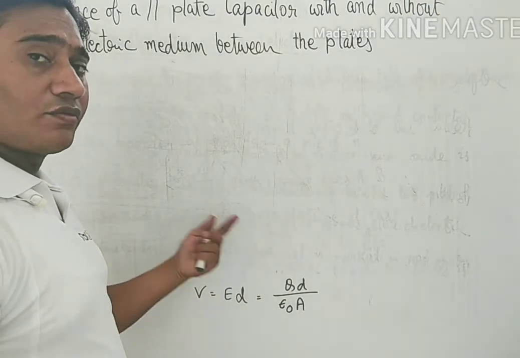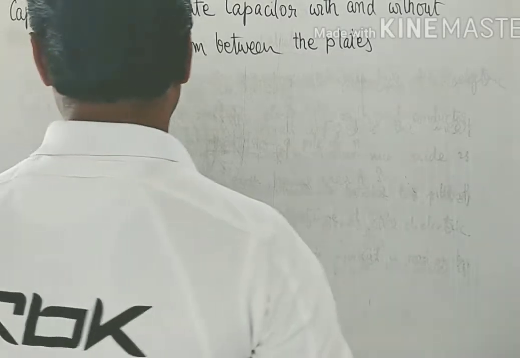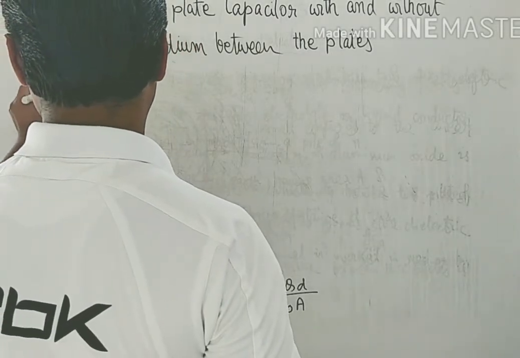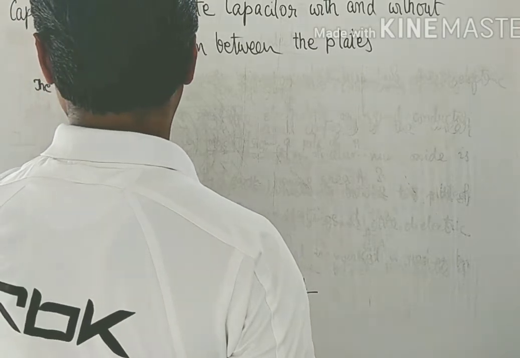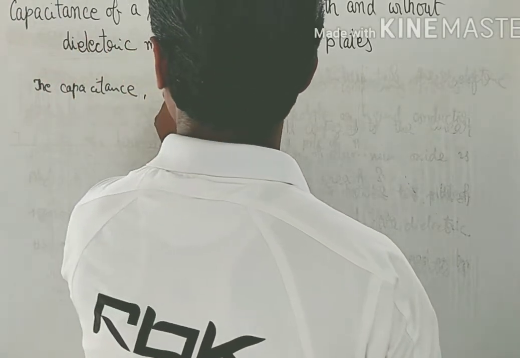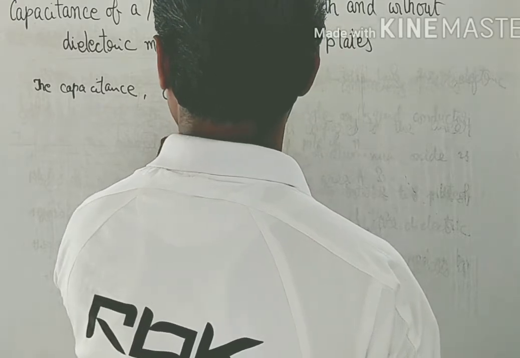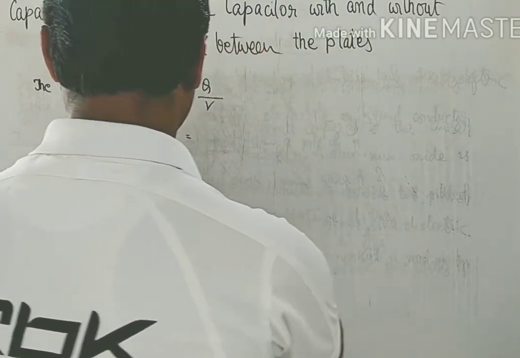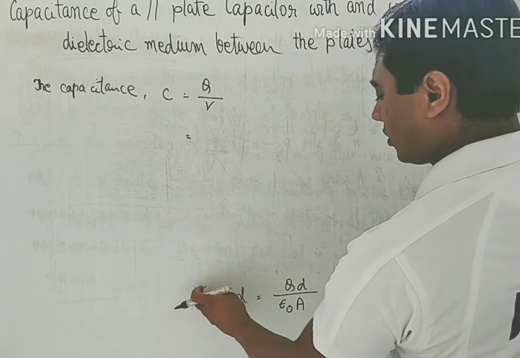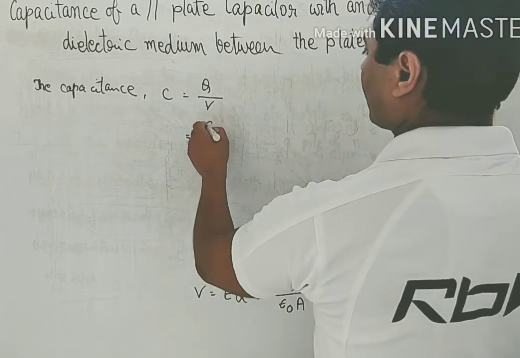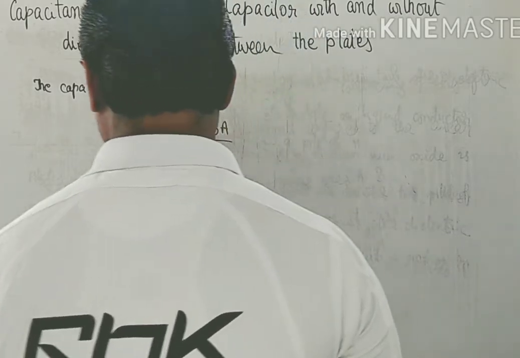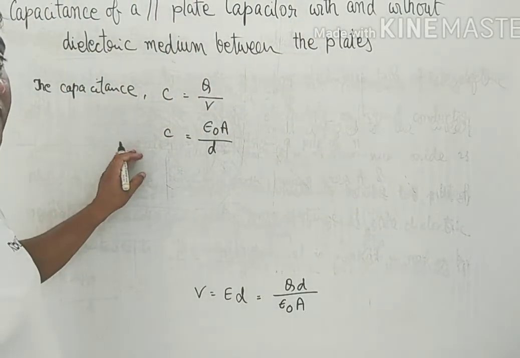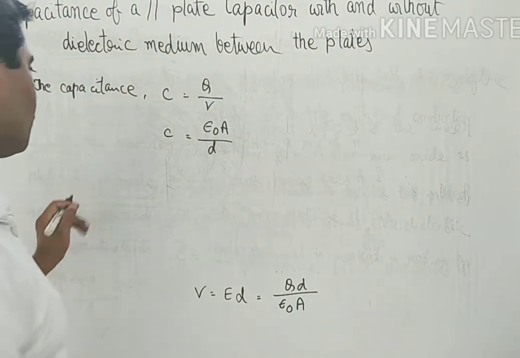Hereafter we can talk of capacitance. So the capacitance C equals Q upon V. So from here we have Q upon V equals epsilon naught A by d. So this is the capacity of the capacitor without dielectric in between.